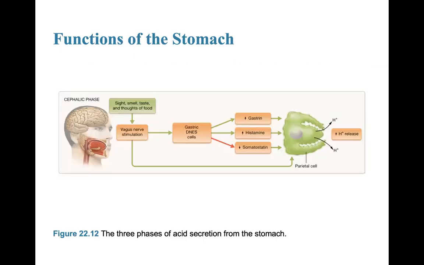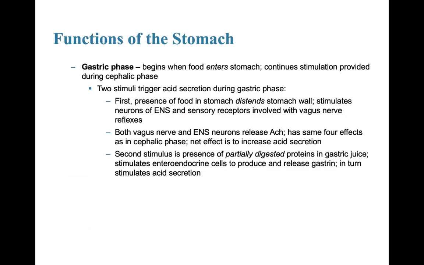Okay, so during the cephalic phase, this is just the sight, smell, or thought of food. Vagus nerve stimulation leads to an increase in gastrin, an increase in histamine, and a decrease in somatostatin, which are all going to lead to an increase in proton production and eventually the production of HCl within the stomach.